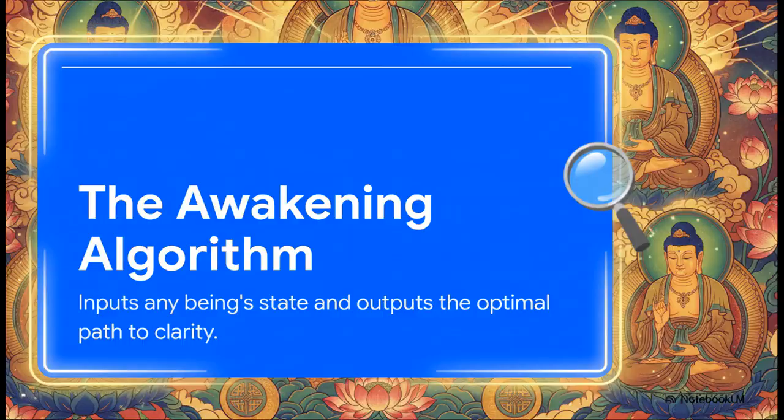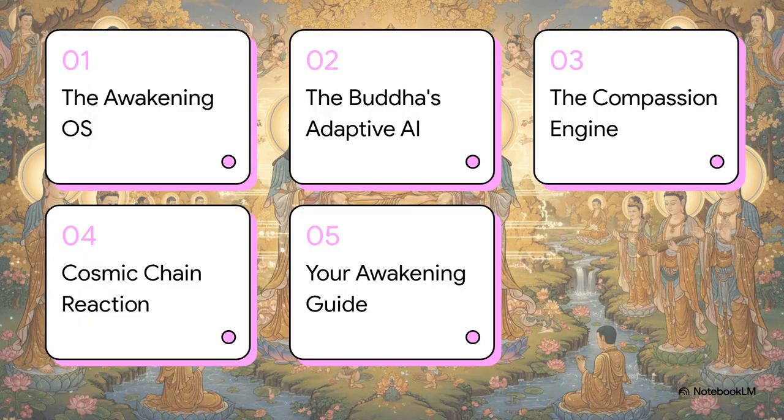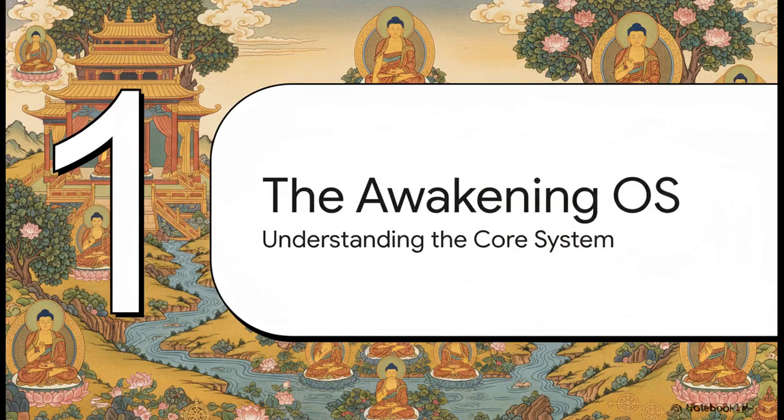It's wild. Okay, so to really unpack this, we're going to break it down into 5 key modules of this Awakening OS. We'll start with the core system, then look at its adaptive AI, what powers the whole thing, its crazy network effects, and then, most importantly, how you can actually start using some of these ideas. All right, let's get into it. First up, the Awakening OS itself.